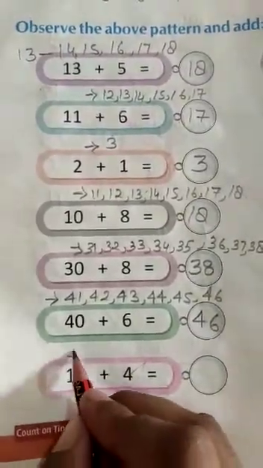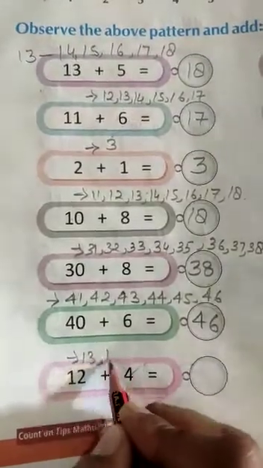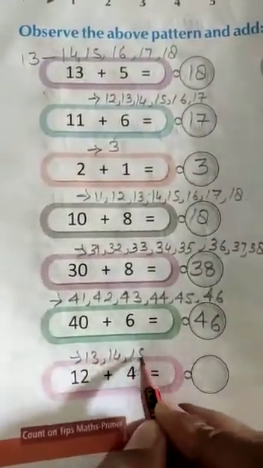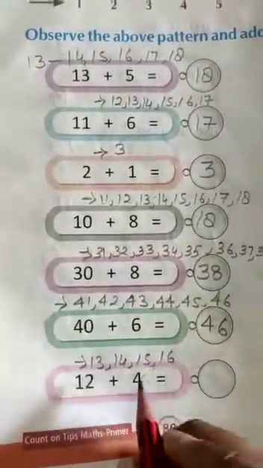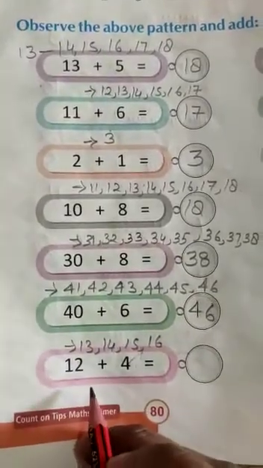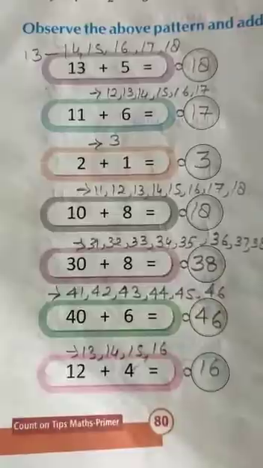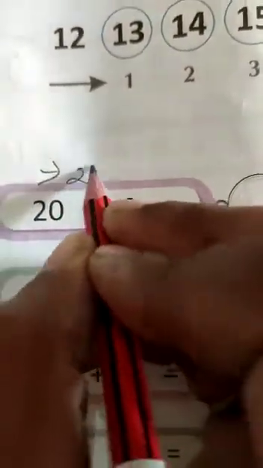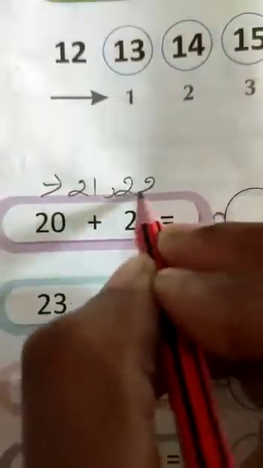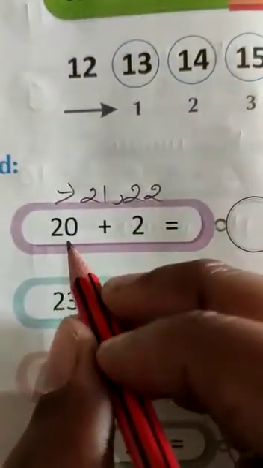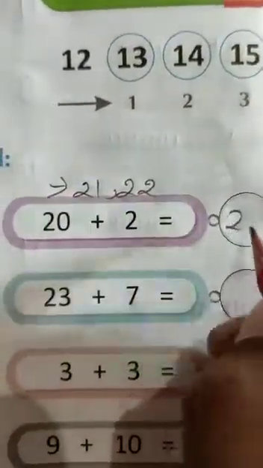12, 13, 14, 15, 16. So student, 12 plus 4 is equal to 16. 20, 21, 22. So student, 20 plus 2 is equal to 22.